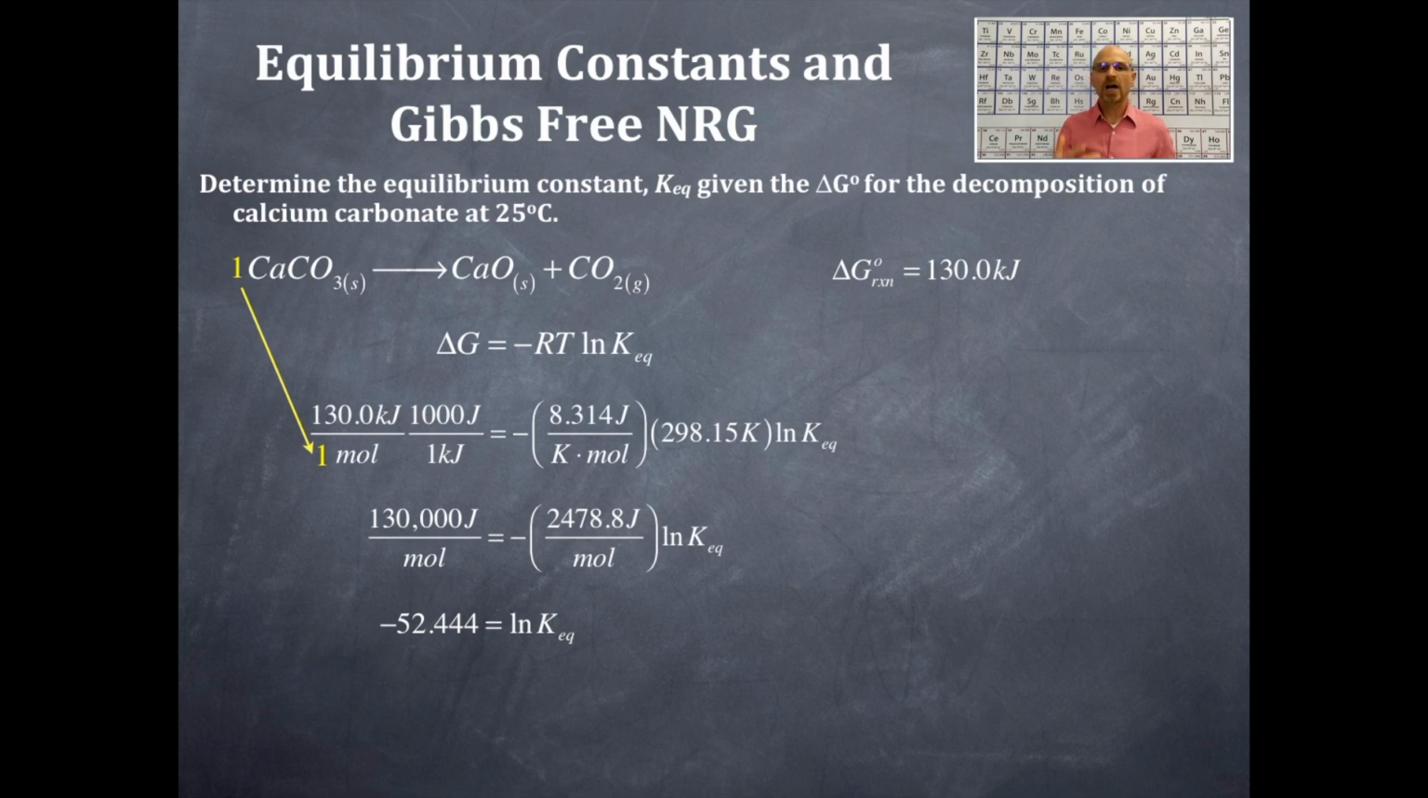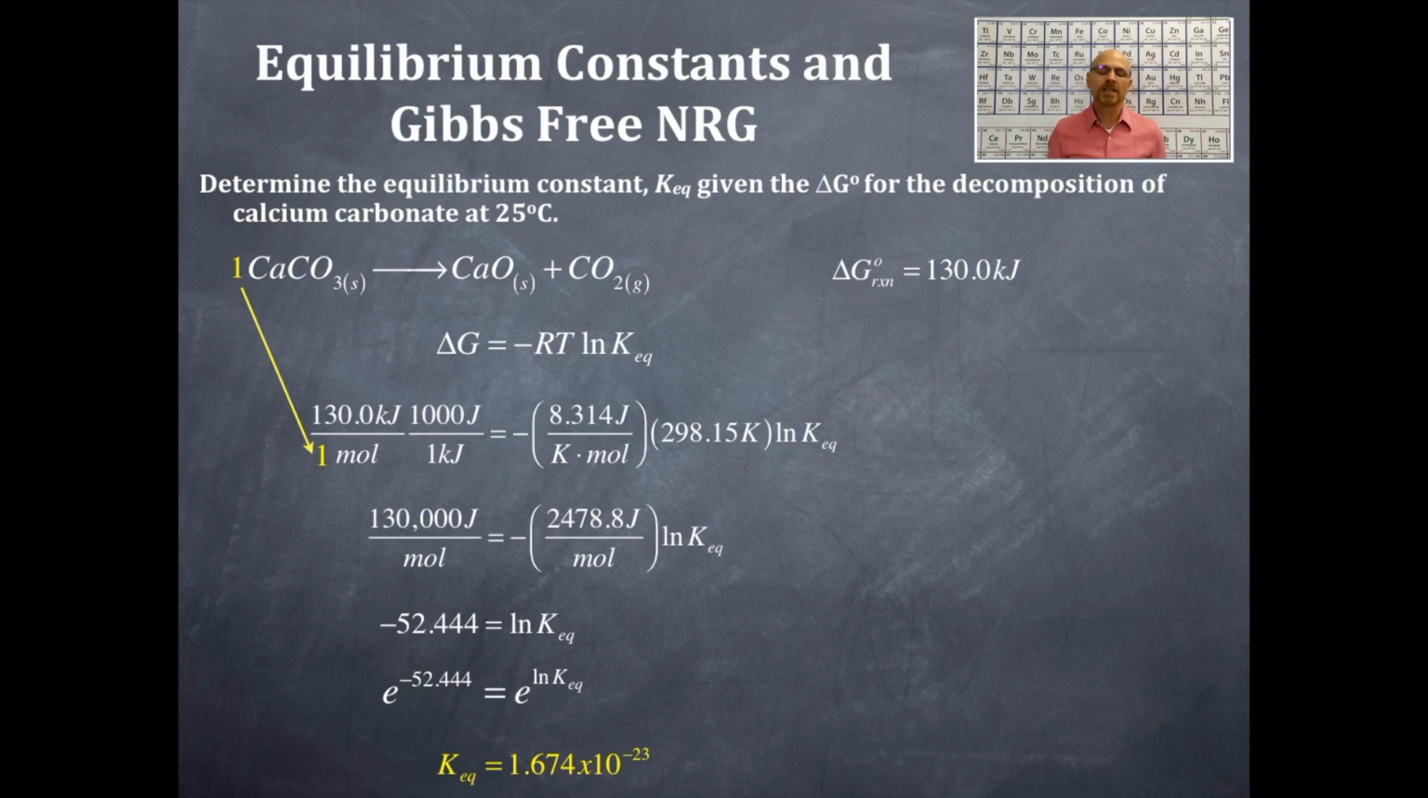And again, what's the opposite mathematical function of natural log? It's e to the. That's that lowercase e that's on your calculator. So I'm going to take the e to both sides, and that's what I'm going to get. When I take the e to the natural log disappears, and I'm going to have the KEQ on the right-hand side. And then e to the negative 52.444 is going to actually equal a numeric value. So that's what I have right here. I got KEQ is equal to 1.674 times 10 to the negative 23. That is a very small number.